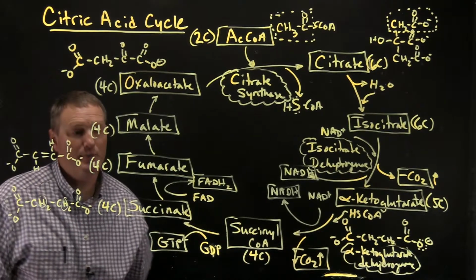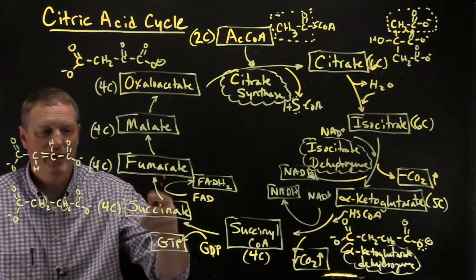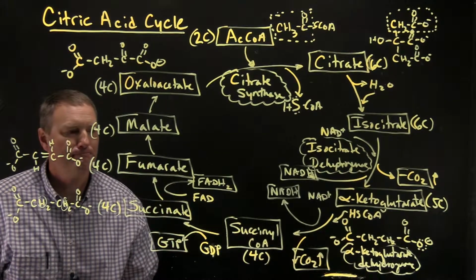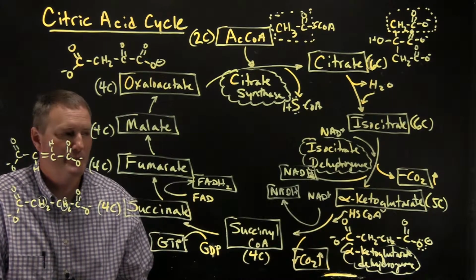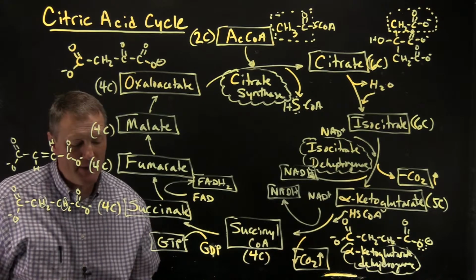All right, and not surprisingly, the name of this enzyme is called Succinate Dehydrogenase. So it's taking succinate and dehydrogenating it. That also is a key regulatory enzyme. Okay, last two steps here of the pathway.